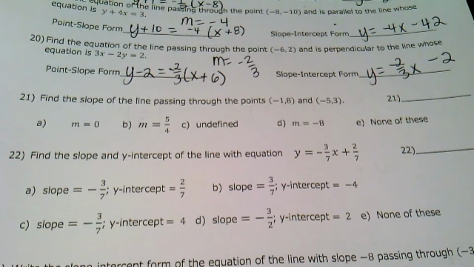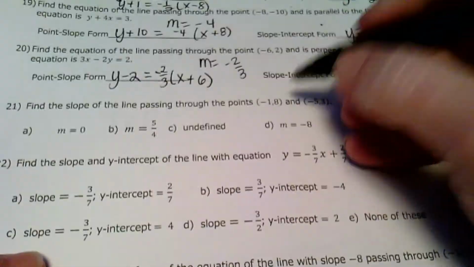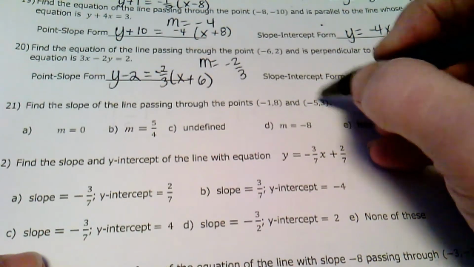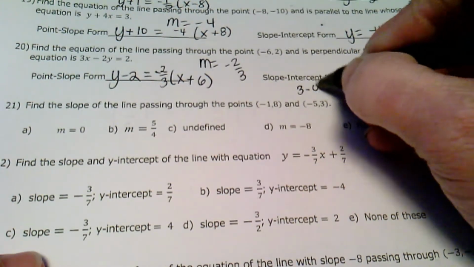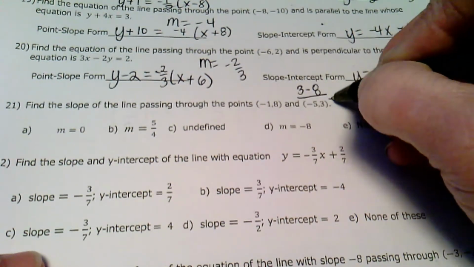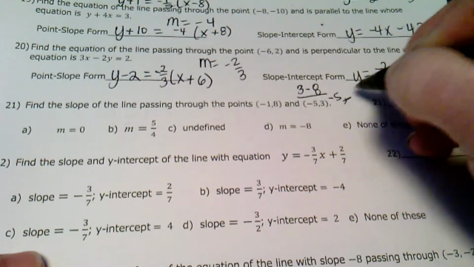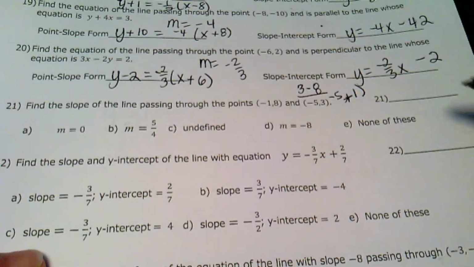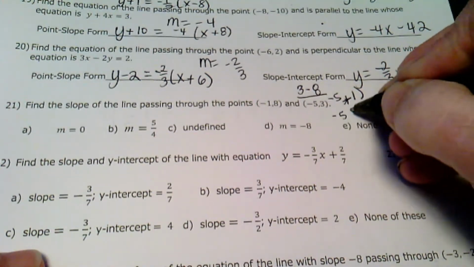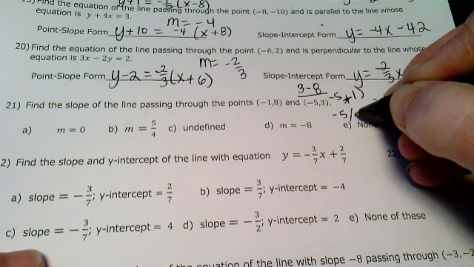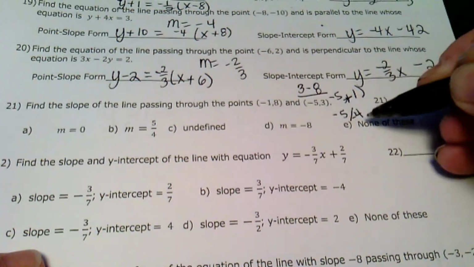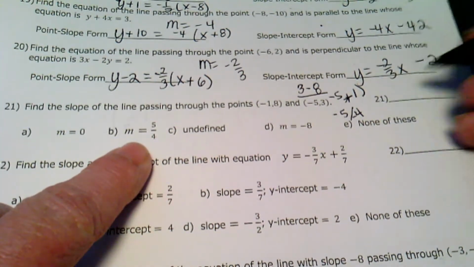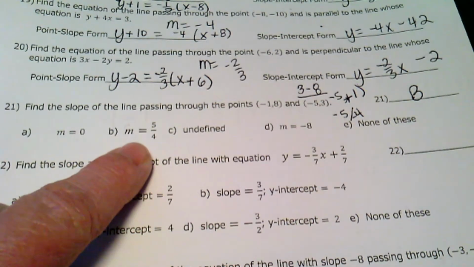Alright, 21. Find the slope of the line passing through the points negative 1, 8 and negative 5, 3. So it's y minus y over x minus x. So y minus y, x minus x. So we have negative 5 over negative 4. So negative over a negative is a positive. So our slope is b.